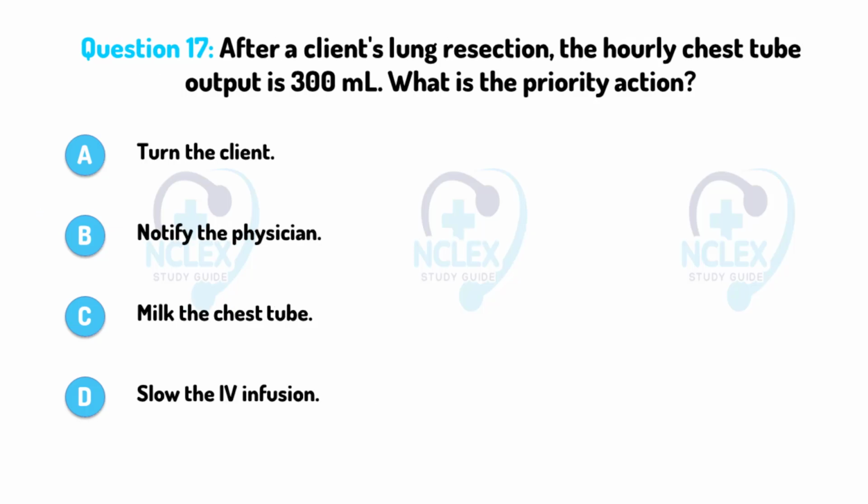Question 17. After a client's lung resection, the hourly chest tube output is 300 milliliters. What is the priority action? A. Turn the client. B. Notify the physician. C. Milk the chest tube. D. Slow the IV infusion. Correct answer. B. Notify the physician. Explanation. An output of 300 milliliters per hour is excessive and may indicate hemorrhage, requiring immediate medical attention.